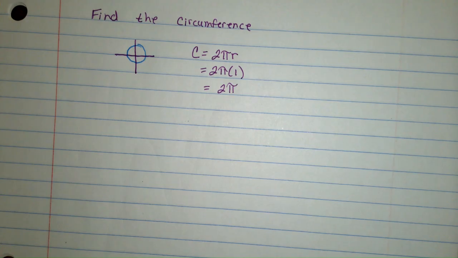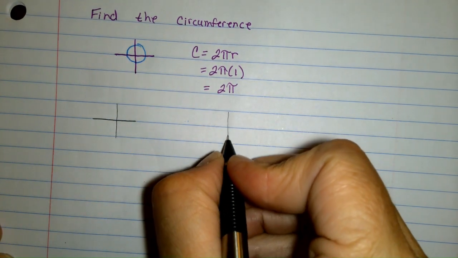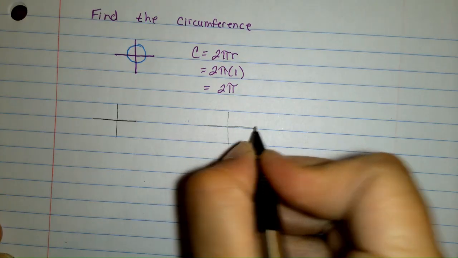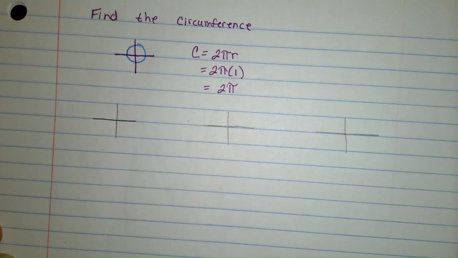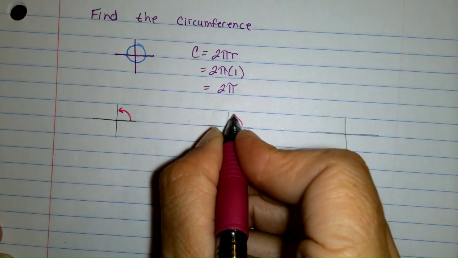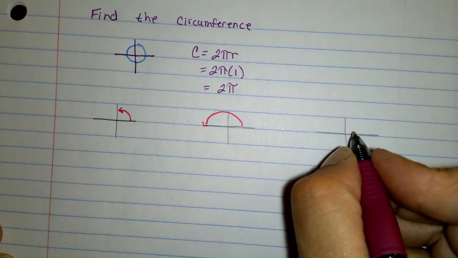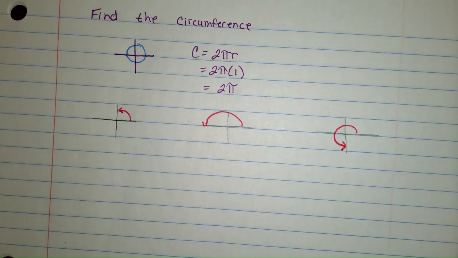Okay, so let's look at several arcs, and we're going to think about them with proportionality in mind. I'm drawing these all in a positive direction. So I've drawn 3 different arcs.